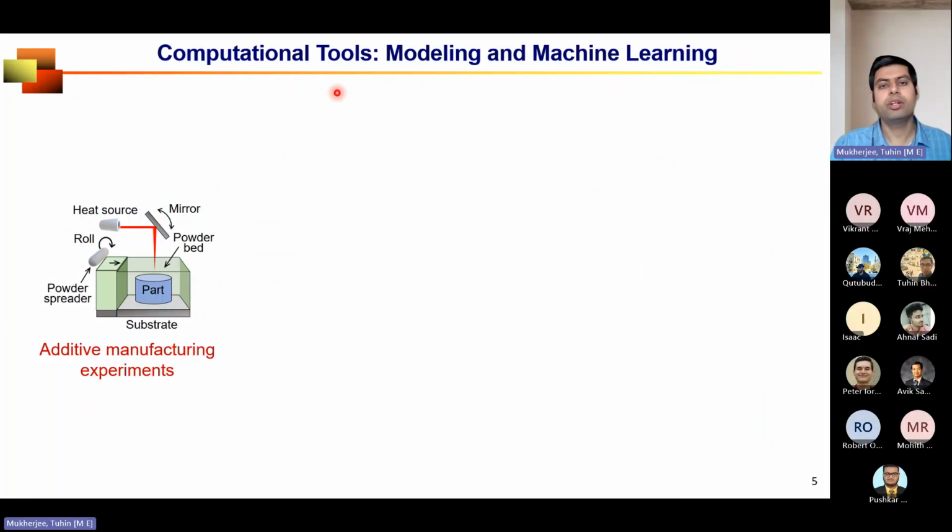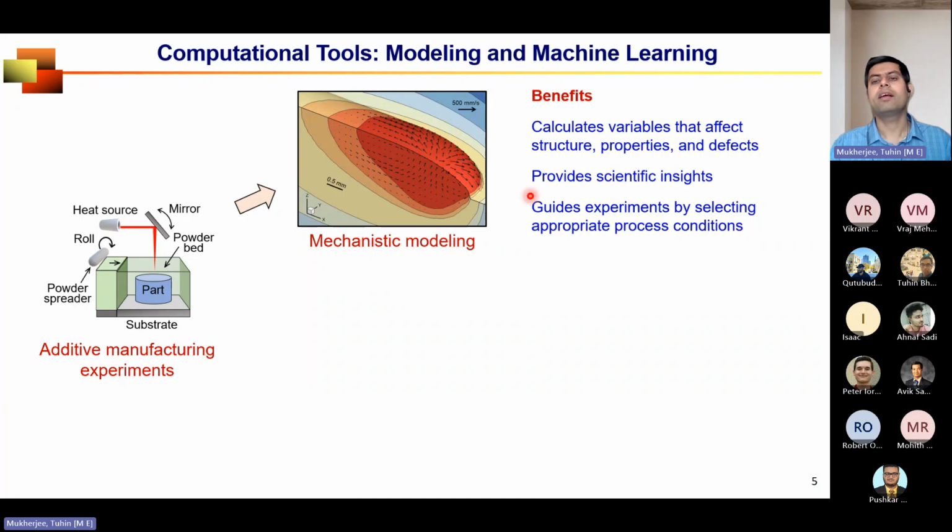So when I say computational tool, I mean two things: modeling and machine learning. Modeling means you have a multi-physics model, you give all the input variables that I showed you in the last slide and the material properties, and it will tell you the microstructure, the mechanical properties and the common defects based on scientific principles. Using these tools, we can guide the experiment by selecting appropriate process conditions.